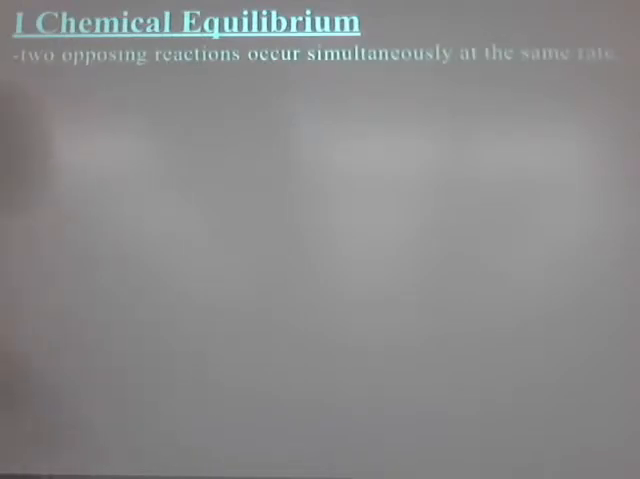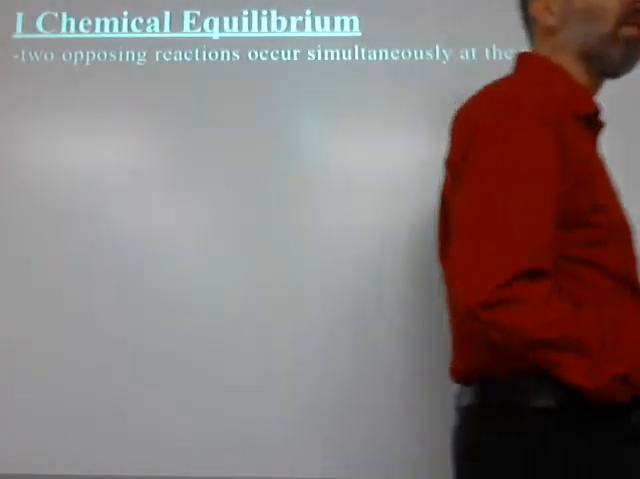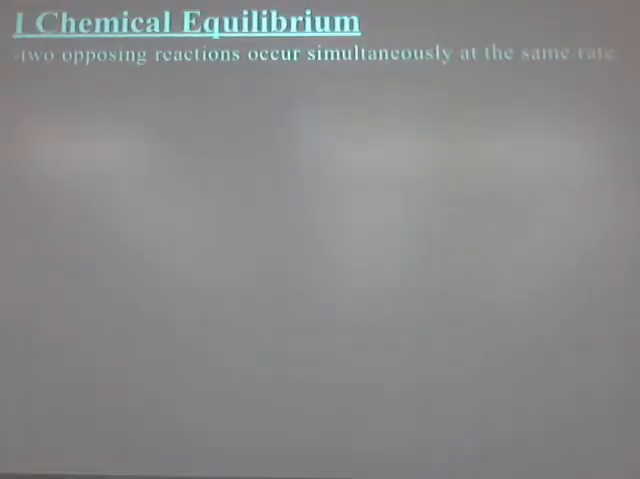So if you haven't figured it out by now, chemical equilibrium is when you have 2 opposing reactions occurring simultaneously at the same rate. Whether it's 2 guys walking back and forth carrying bricks, 2 molecules coming together and then separating apart, 2 reactions happening at equal rates at the same time, and they're opposing each other.